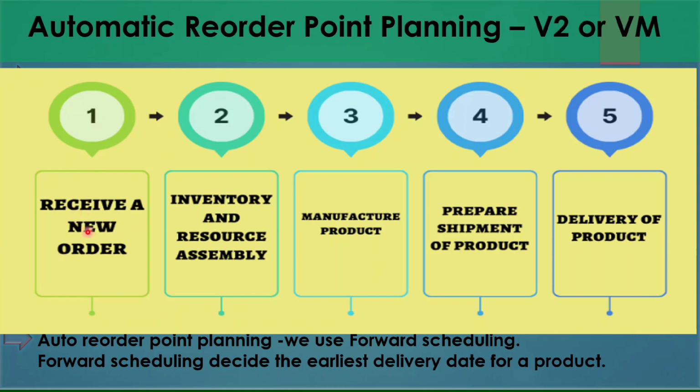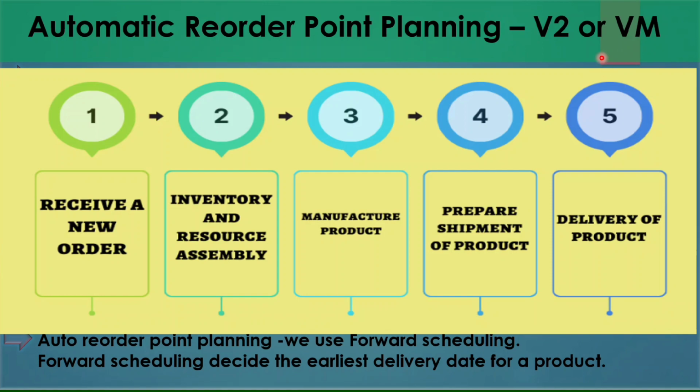This one will be the same. Once you get the order, this will be 2, 3, 4, and 5 like that. This is how backward scheduling works, but forward is straightforward steps and immediately you deliver the product. In backward scheduling, depending on the due date, you decide the steps. This is the difference between backward and forward scheduling, and automatic reorder point works on forward scheduling, that is the V2 MRP type or VM MRP type.